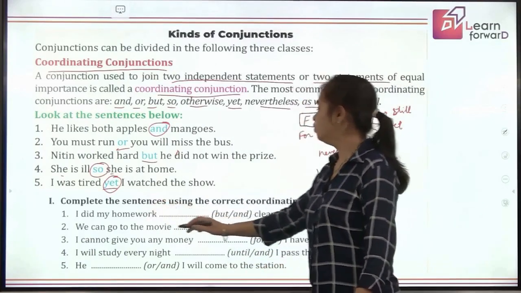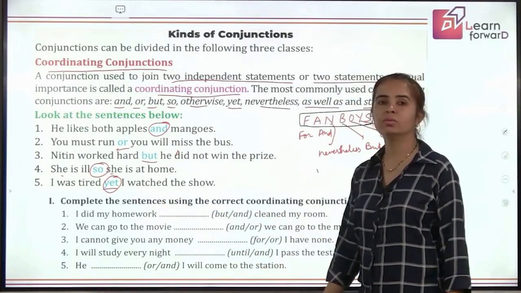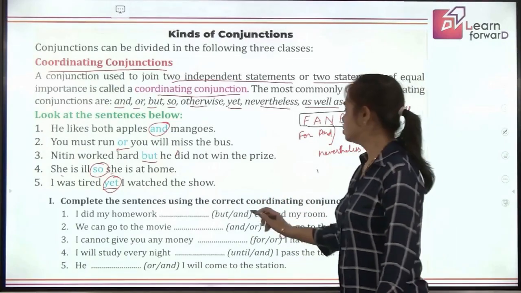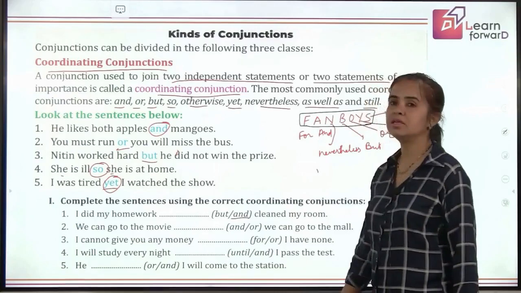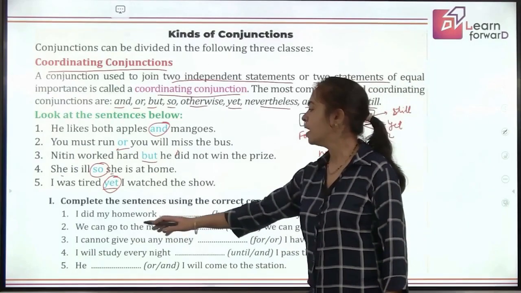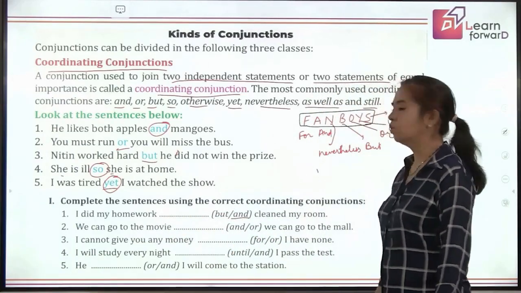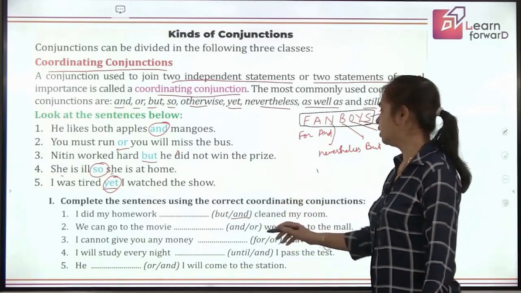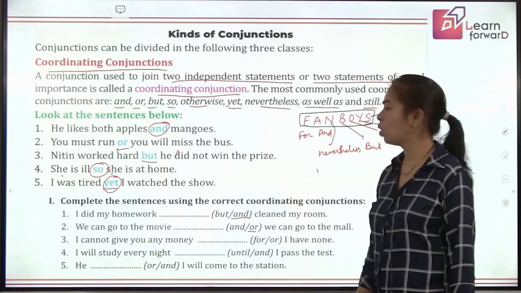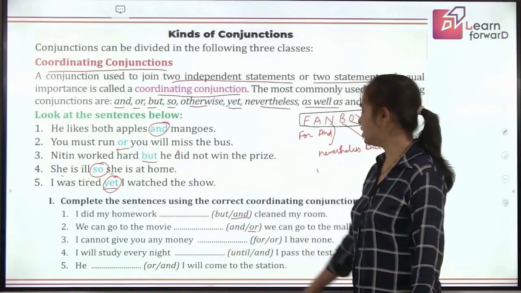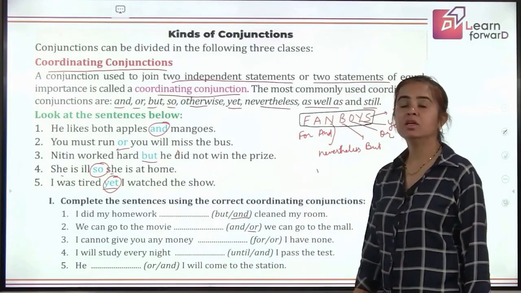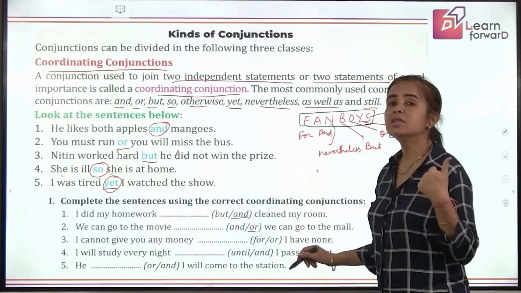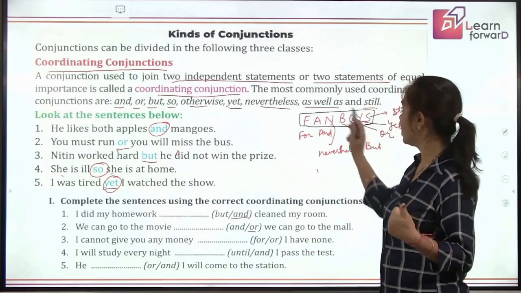I did my homework, dash, cleaned my room. So is it possible you could have managed doing both the things, right? So, and is the conjunction here. We can go to the movie, we can go to the mall. So can you manage going to both the places? No, that means there is a choice. Or. I cannot give you any money, I have none. So here you are giving the reason. Because is a subordinating conjunction. That is why I have given it here.